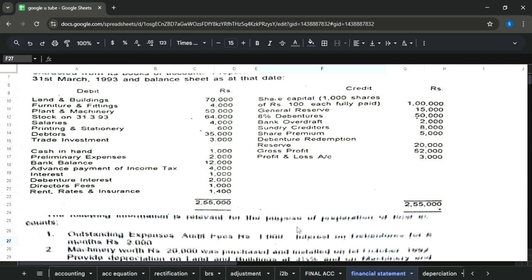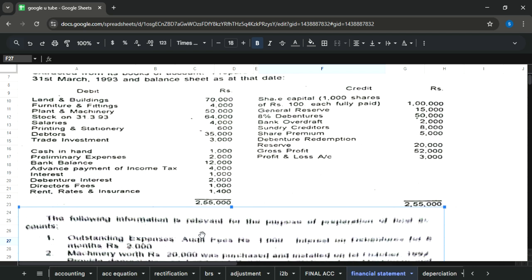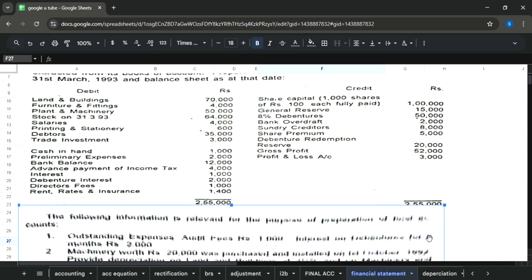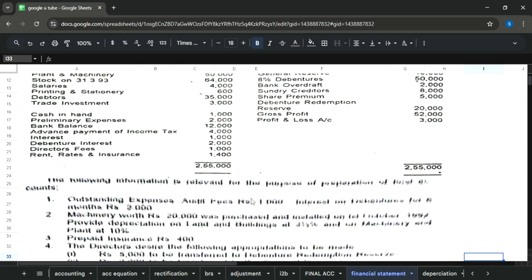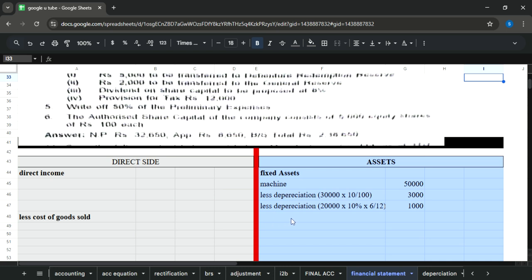So guys, you have seen that we were at the second adjustment, and here machinery worth rupees 20,000 and its depreciation at 10% is completed. But you can note that depreciation on land and building is also present over here. So here we will write land and building less its depreciation.